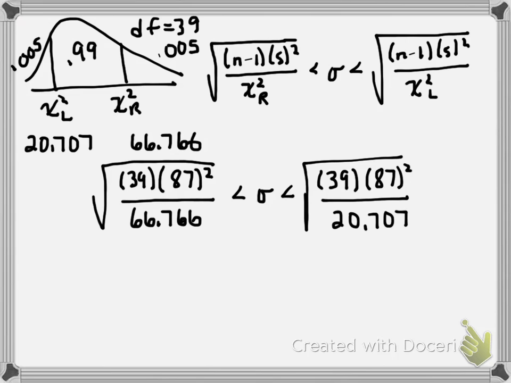So when you work this out, be sure to round to the same number of decimal places as the sample standard deviation. So that means you're going to round your answer to the nearest whole number. Left side, you should end up with $66. And on the right side, you should end up with $119.